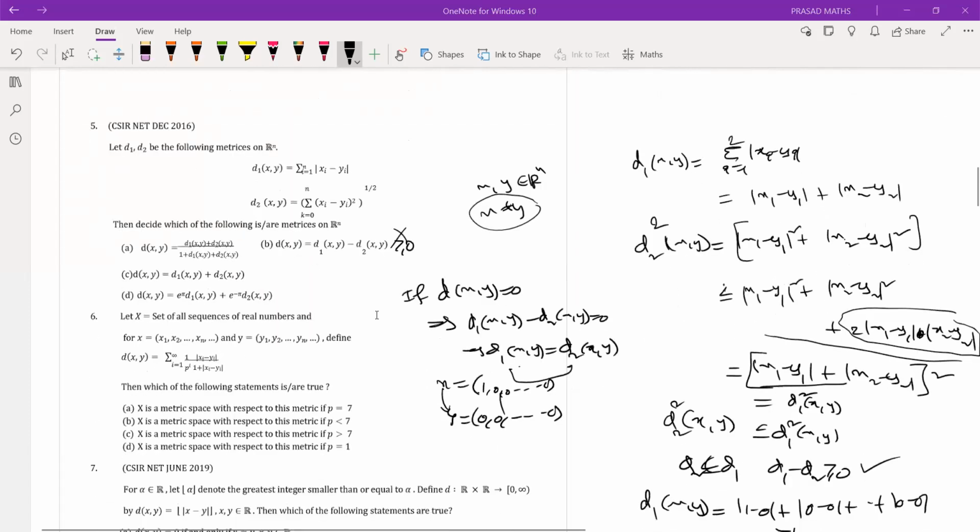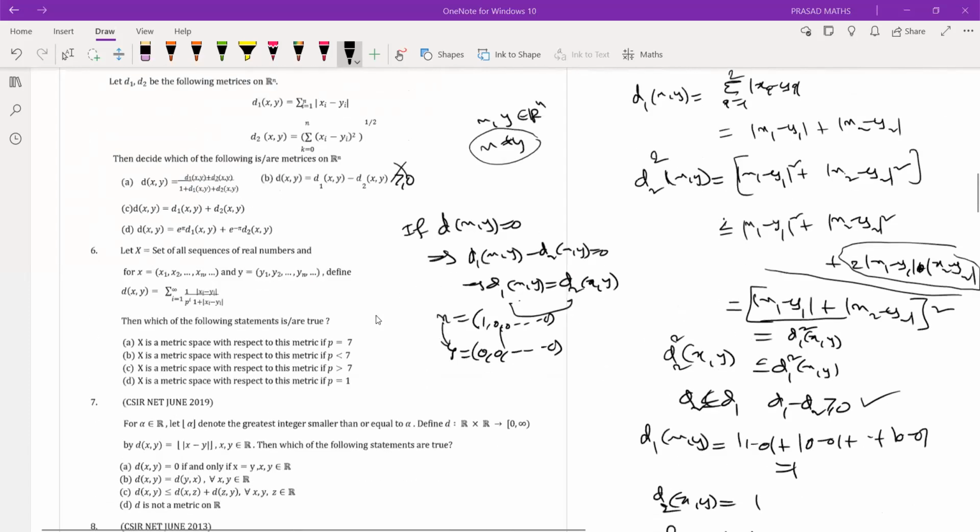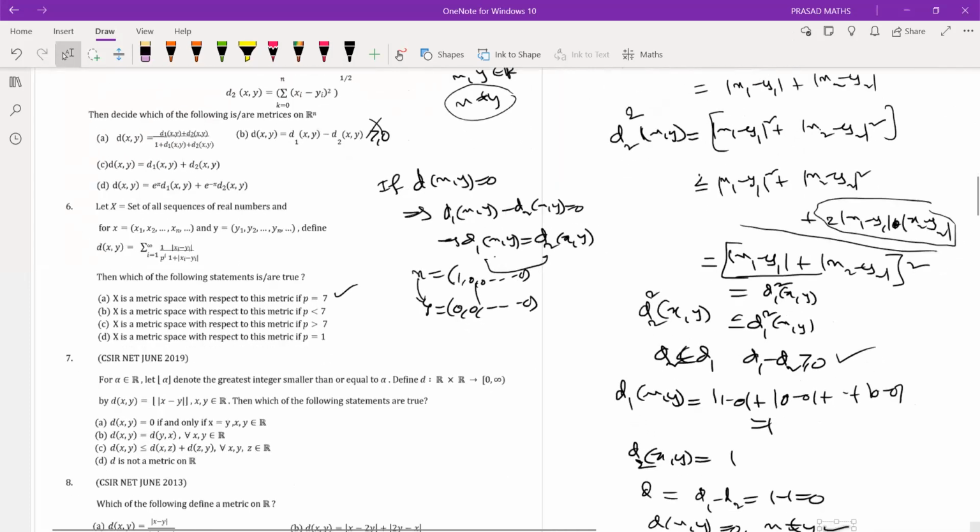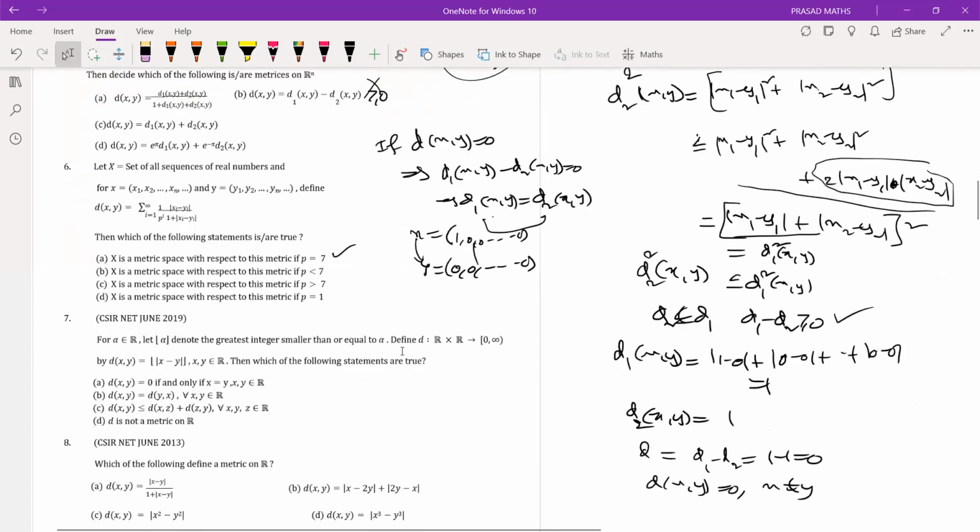Yeah, this one. Already I told you, if you take p equals 7, is it a metric? If p equals 7, 1 by 7, what is this? It is a convergent series, convergent by the geometric series.